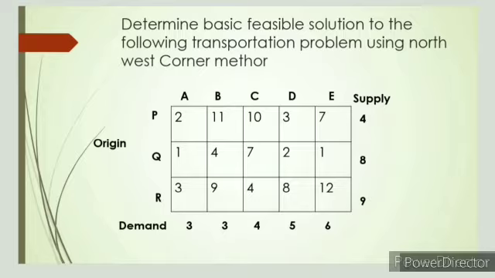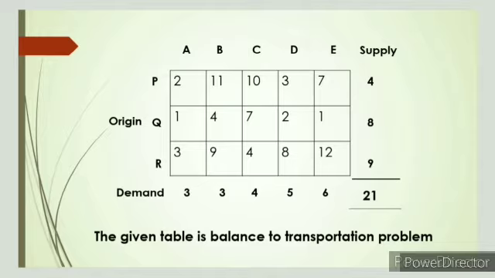First step, what we have to do is check whether the sum of demand and supply are equal separately. Adding supply 4, 8, and 9, we get 21. Adding demand 3, 3, 4, 5, 6, we get 21. If both demand and supply are equal, then it is known as a balanced transportation problem. This is the first step we have to check in every sum. Now let's move on to step 2.